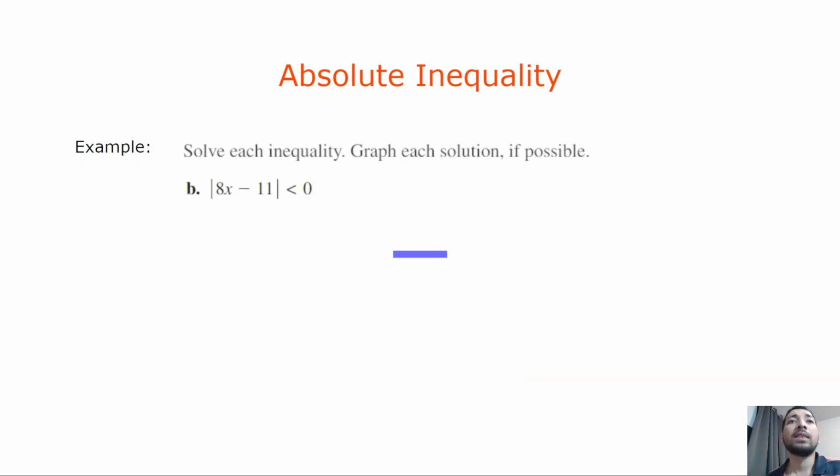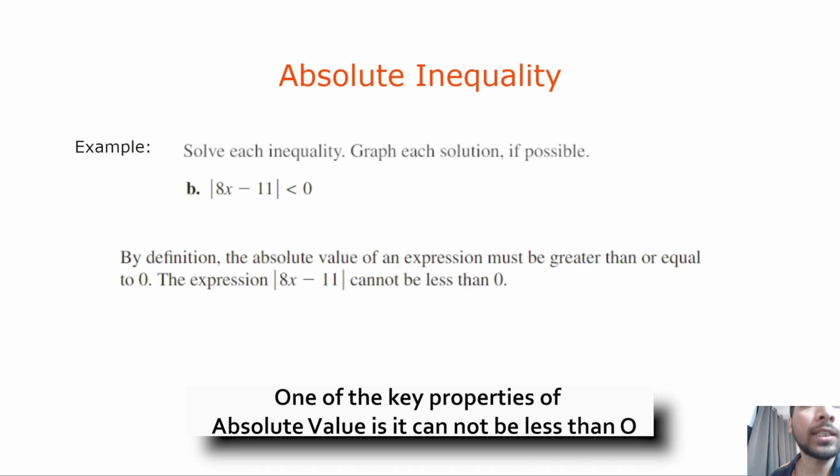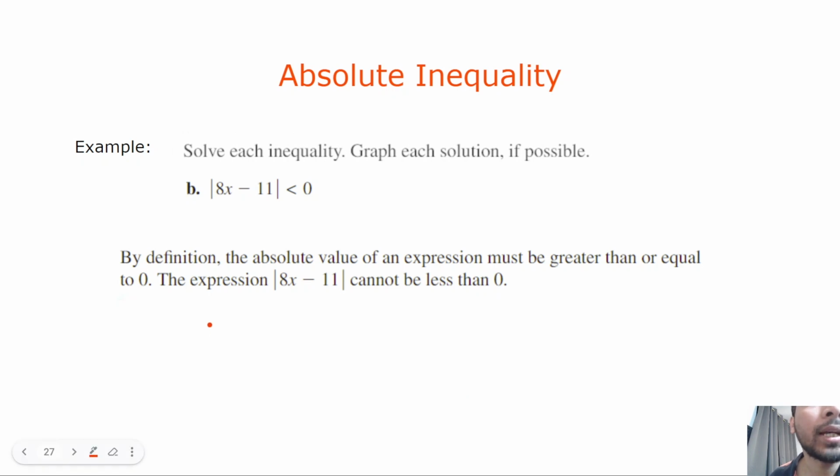Now we'll try to solve this inequality. It says the absolute quantity of 8x minus 11 is less than 0. Now we know from the properties of absolute value that the absolute value cannot be less than 0. So in this case, by definition, the absolute value of an expression must be greater than or equal to 0. The expression absolute value of 8x minus 11 cannot be less than 0. So we cannot have any solution over here.